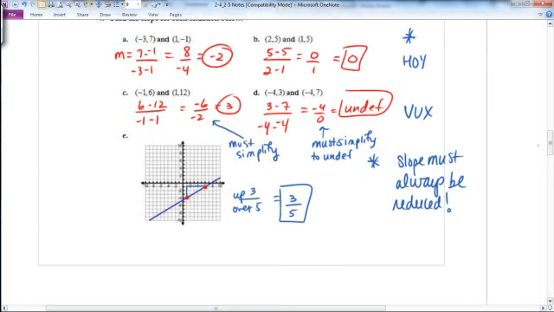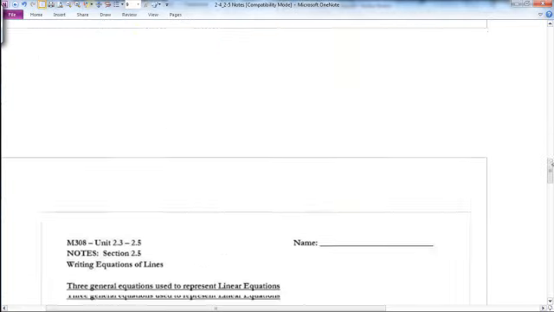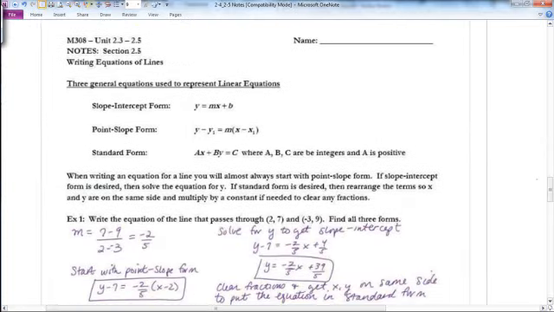And then lastly, if we're trying to find slope by looking at a graph, we'll just count squares. In part E, I went up 3 and right 5. Now for the second page of the handout. This is on section 2.5, which is equation writing.